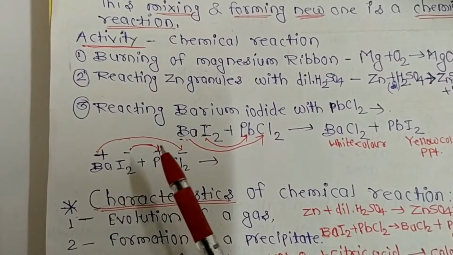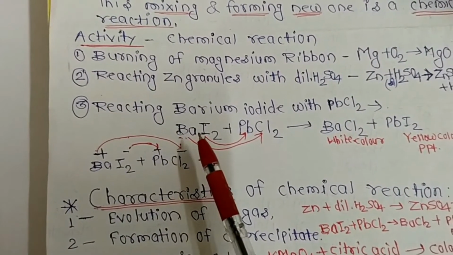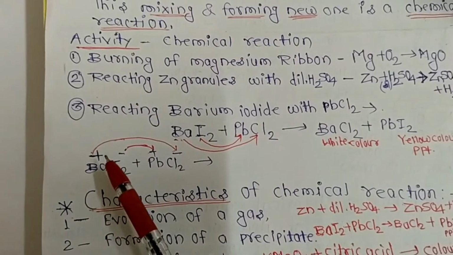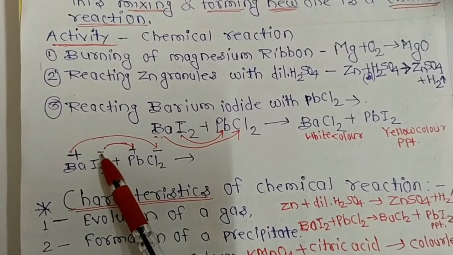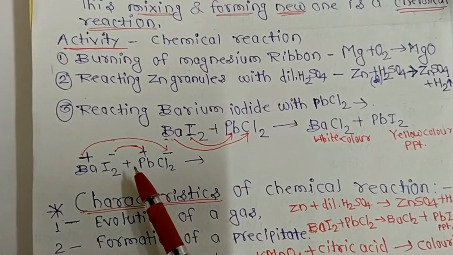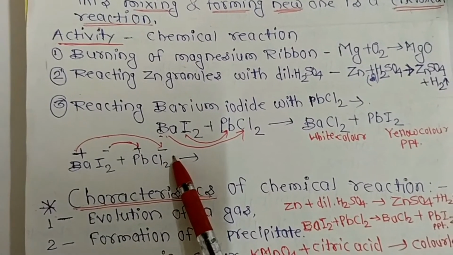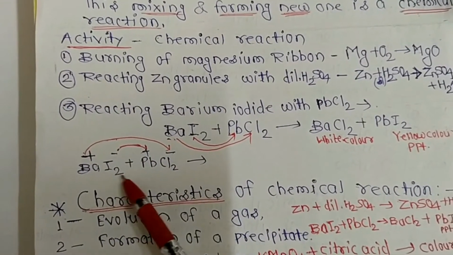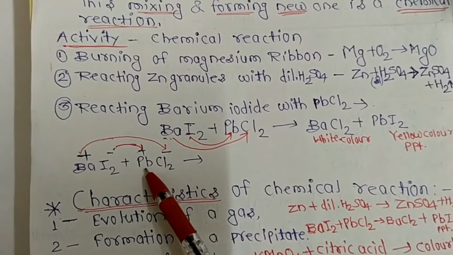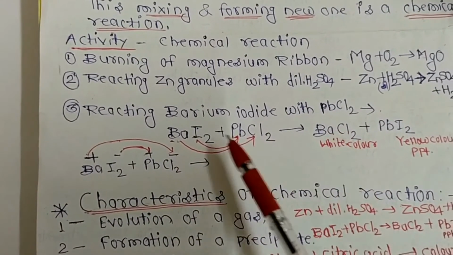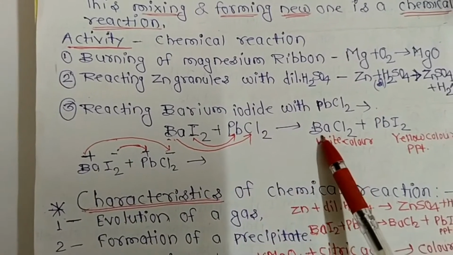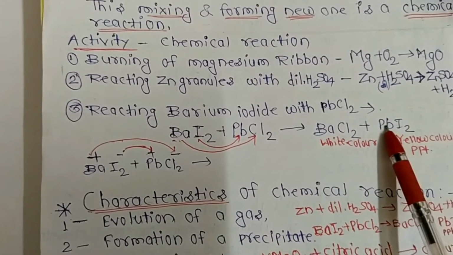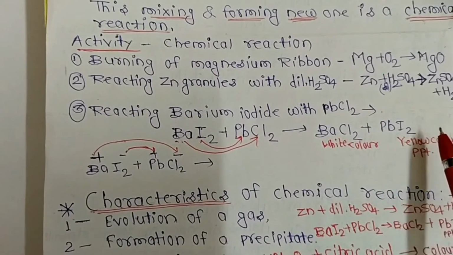Now here we have one question: why does barium react with chlorine, why not lead? So look here, barium has a positive charge, iodine has a negative charge, and lead has a positive charge and chlorine has a negative charge. So the positive barium reacts with chlorine, and the negative iodine reacts with the positive lead. So that's why barium reacts with chlorine and barium chloride forms, and iodine reacts with lead and lead iodide forms, and this color is yellow.